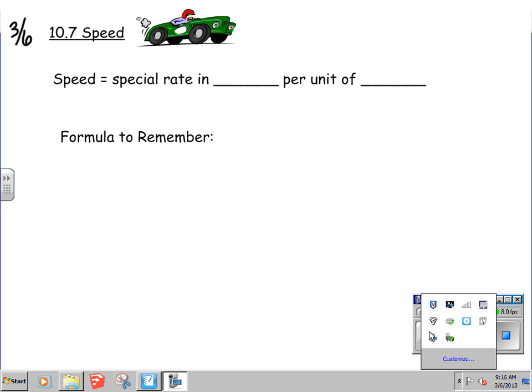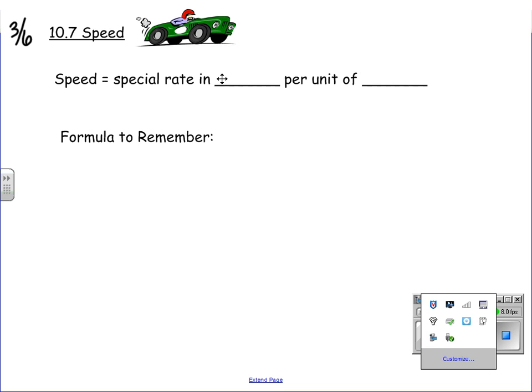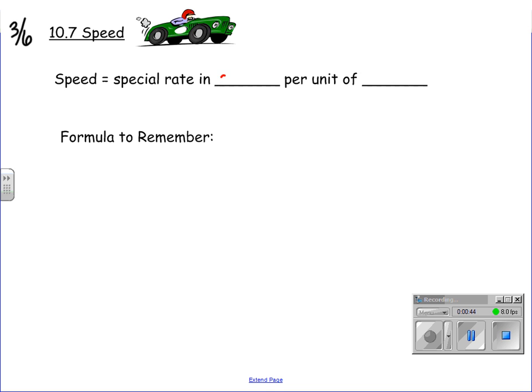Julie? Miles. Miles, which is a measure of distance. Per unit of what, Lisa? Miles per hour, and hour is a measure of time. So speed is just a special rate. It's the one that compares distance to time. The formula to remember, Mason? V equals S over T. Good.